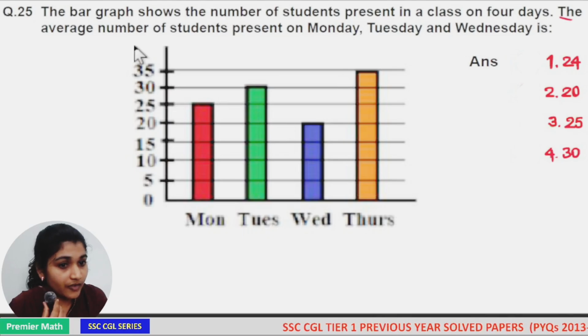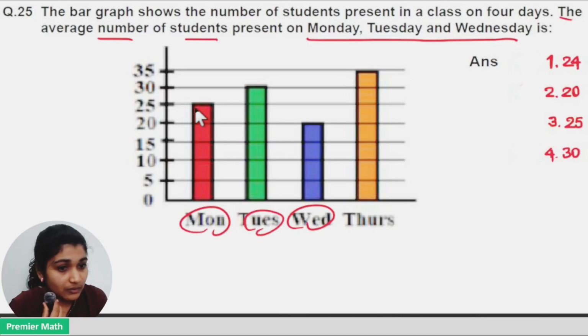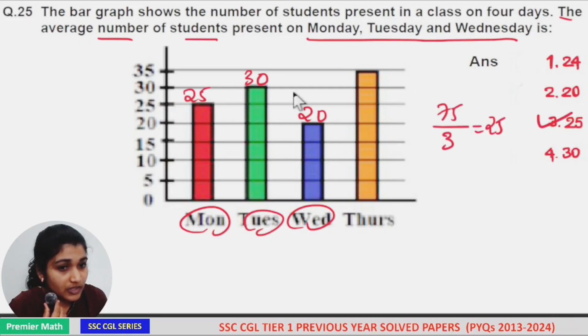Here, the average number of students present on Monday, Tuesday, and Wednesday is, Monday, Tuesday, Wednesday means 25 plus 30 plus 20, which is equal to 75. So the average means 75 by 3, which is 25. Option 3 is your answer.